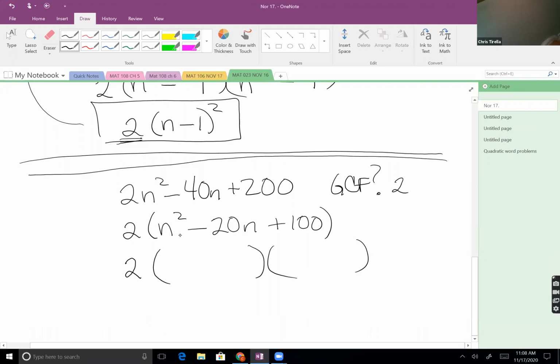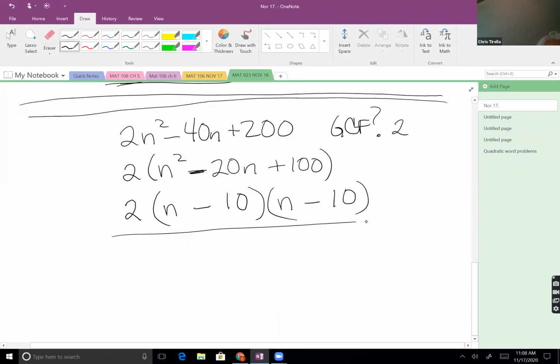Because we have a leading coefficient of 1, in order to get n squared, it'll just be n times n. Multiplied to 100, add to 20, will be 10 and 10. The signs are the same to be positive. In order for that middle sign to be negative, they're both minuses. And so I can write it like this, or I can write it like 2 times n minus 10 quantity squared. Again, we've got to make sure we put that common factor of 2 in there, because if the 2 weren't in there, it would not multiply to our original problem.